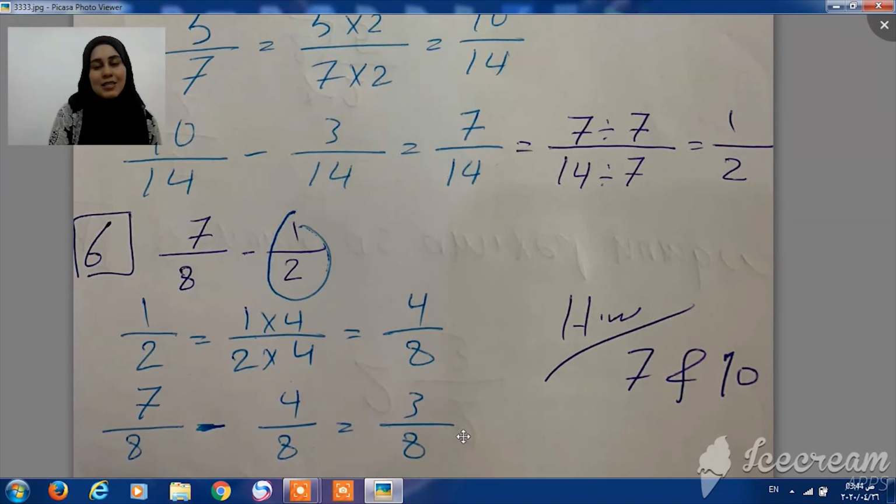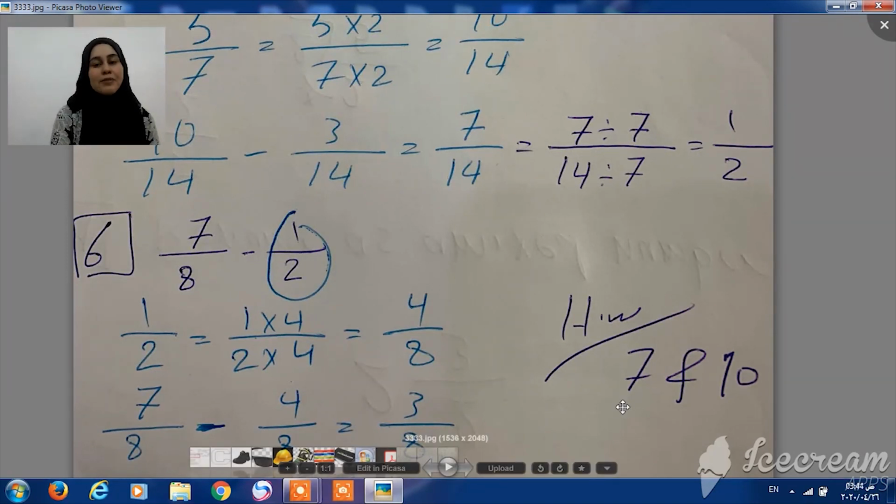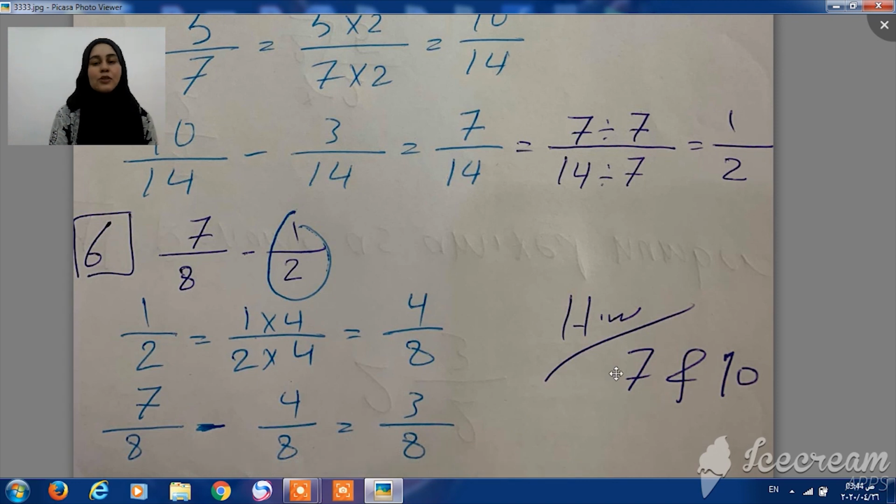We finished this lesson, and we have extra practice number 7 and 10. Please try to solve by yourself. See you. Good time for you.